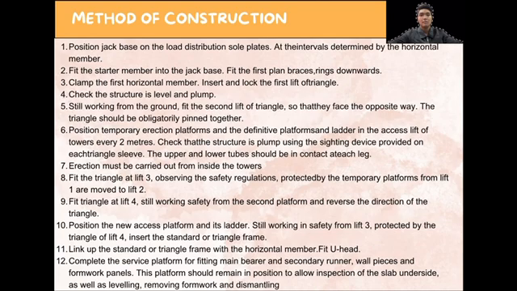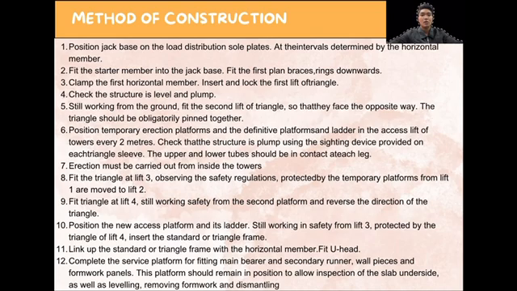Seventh, erection must be carried out from inside the towers. Eighth, fit the triangle at lift 3, observing the safety regulations. Protected by the temporary platform, lift 1 is moved to lift 2. Ninth, fit the triangle at lift 4, still working safely from the second platform, and reverse the direction of the triangle. Tenth, position the new access platform and its ladder, still working in safety from lift 3. Protected by the triangle of leaf 4.